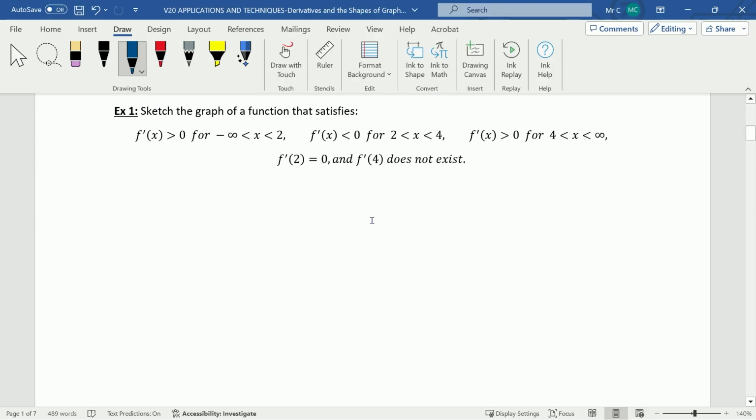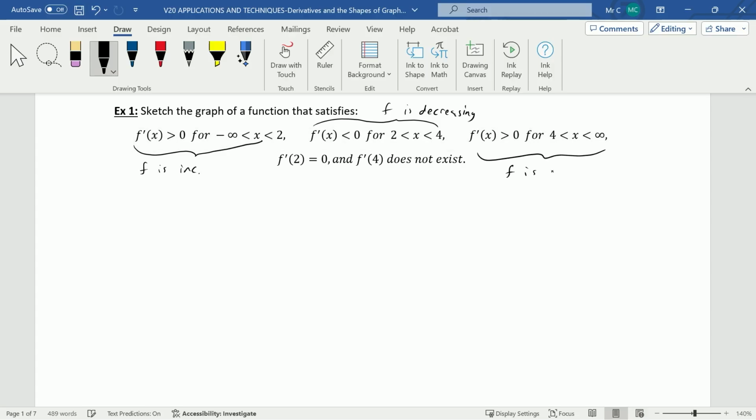Let's sketch the graph of a function that satisfies the following properties. The first property, f prime of x is greater than 0 for x between negative infinity and 2. And one of the things that I always want you to do when you're working on problems like this is translate them. F prime is positive, so write f is increasing here. And here, f prime is negative, so we translate that to f is decreasing. And here, f is increasing again. All right, f prime is positive.